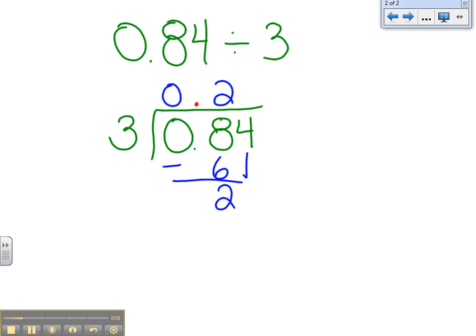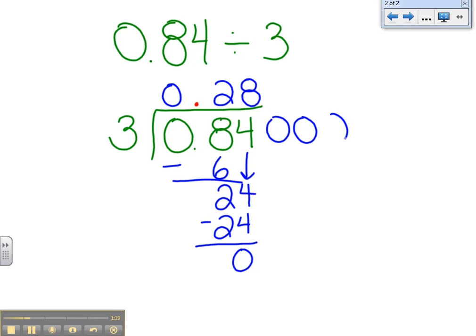From there, I need to bring down my 4. 3 can go into 24 8 times. 3 times 8 is 24. Since I got a 0, I know I'm now done with my problem. Had I not gotten a 0 there, what I would do is add zeros behind the end and bring those down until I end up with a 0 as my answer. We are not going to have remainders anymore. But in this problem, since I did end up with 0, I don't need to add any of those extra numbers. Let's practice now with a decimal number.